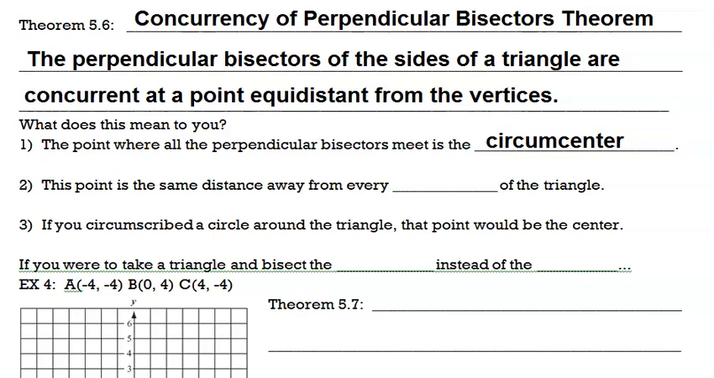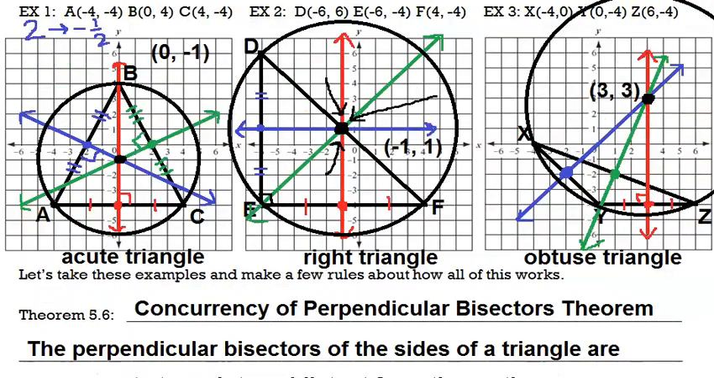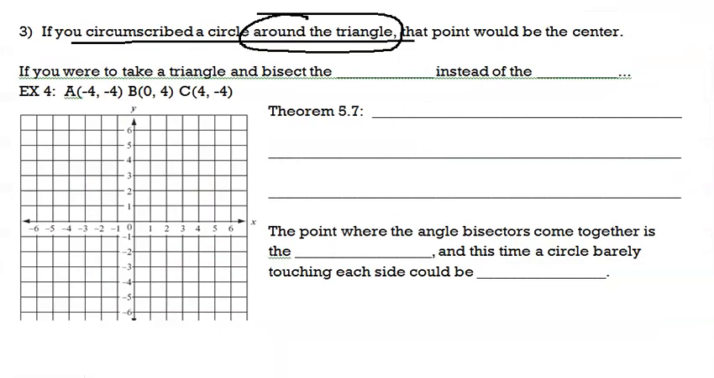We just talked about it. That point is the same distance away from every vertex of the triangle. And then we get back to the vocab. The reason this is called a circumcenter is because if you circumscribed a circle around the triangle, that's the key here, around the triangle, that point would be the center. So that magical point where all three of the perpendicular bisectors came together, that point was always the center of the circle that we drew. Okay, so that's the value of it.